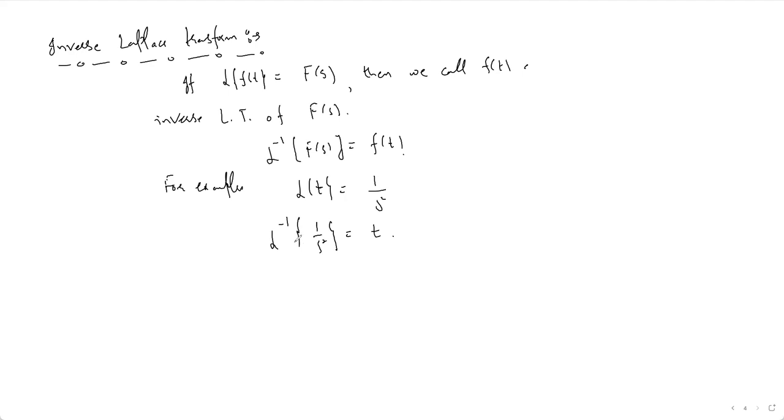The reverse. Now there is one important thing about this inverse Laplace transform: whenever the Laplace transform exists, it will be unique. However, the same is not true for the inverse Laplace transform. That means whenever the Laplace transform of a function exists, it will be unique, but the inverse Laplace transform will not be unique. It will have some different values.